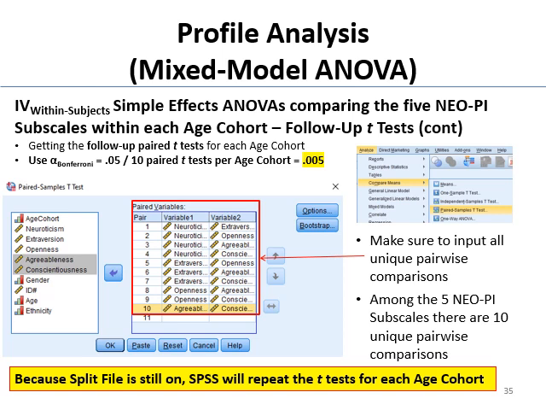Remember, because split file is on, SPSS is going to do these 10 tests for young, and then it's going to do the 10 tests for old. It's going to do it separately for each age cohort.